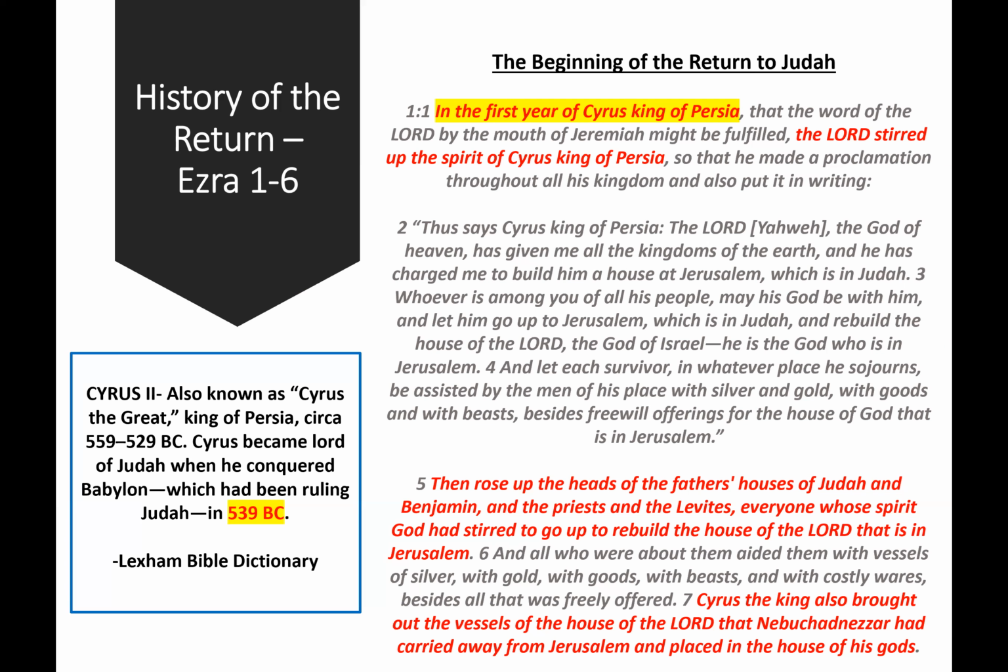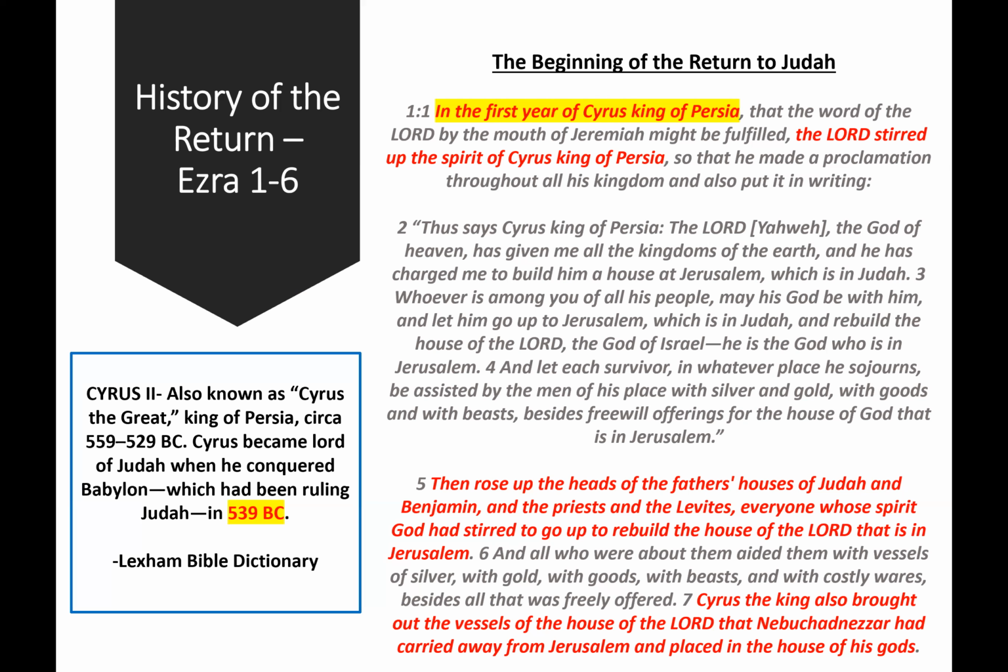Verse 5. Then rose up the heads of the fathers' houses of Judah and Benjamin, and the priests and the Levites, everyone whose spirit God had stirred to go up to rebuild the house of the Lord that is in Jerusalem. And all who were about them aided them with vessels of silver, with gold, with goods, with beasts, and with costly wares, besides all that was freely offered. Cyrus the king also brought out all the vessels of the house of the Lord that Nebuchadnezzar had carried away from Jerusalem and placed in the house of his gods.